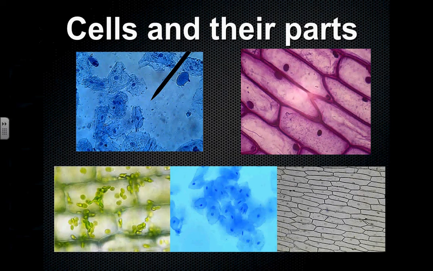Pictures of various types of cells. You're going to see all of these over the next week or so. Cells come in a variety of shapes and sizes with various parts within them because different types of cells have different jobs to do, different functions for a living thing.